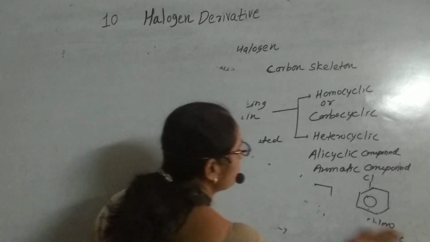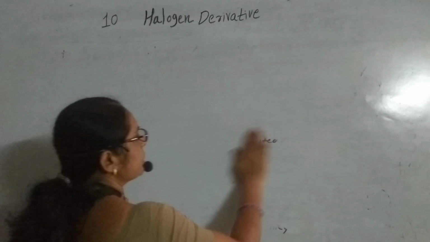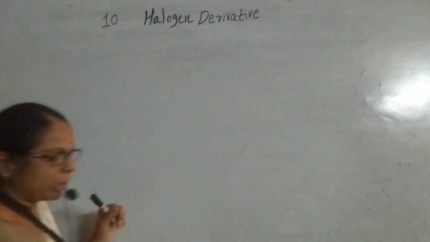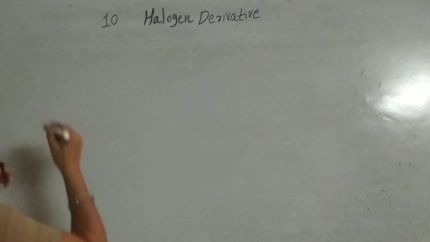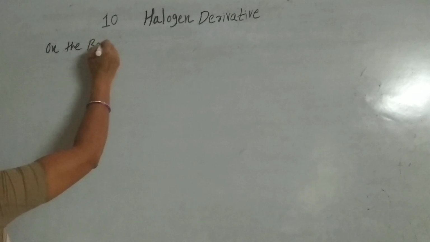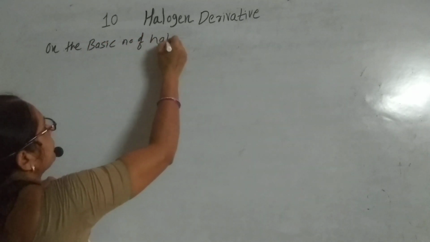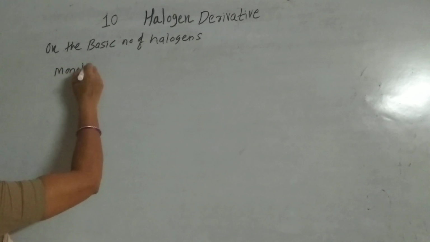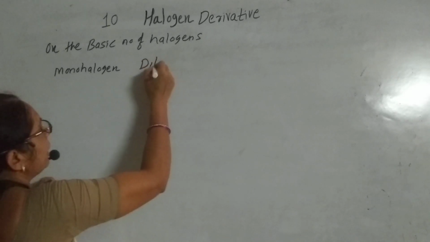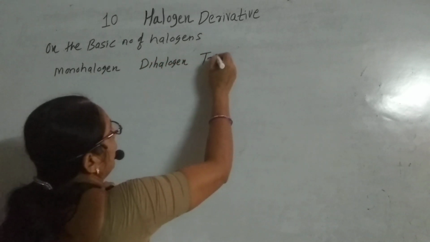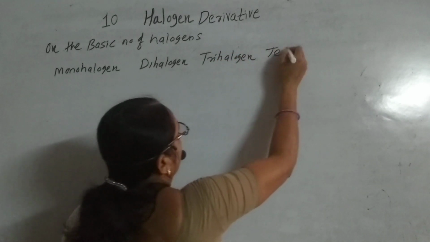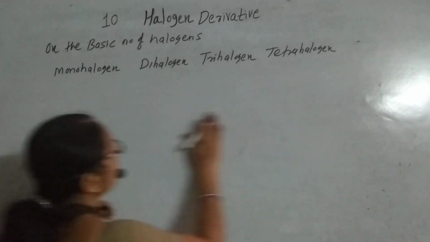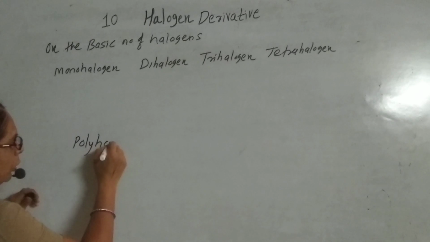So when I consider the classification of compounds on the basis of the number of halogens present, I consider them as monohalogen, dihalogen, trihalogen, tetrahalogen, or I say a polyhalogen in common, right?